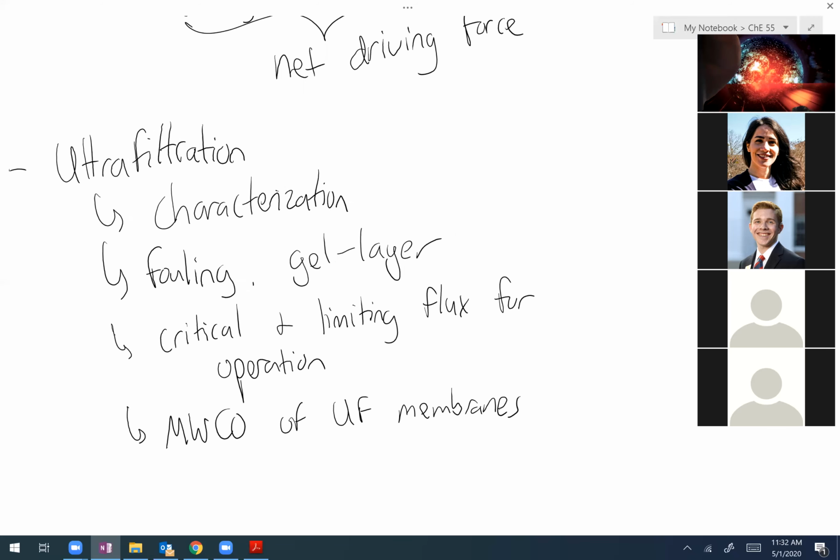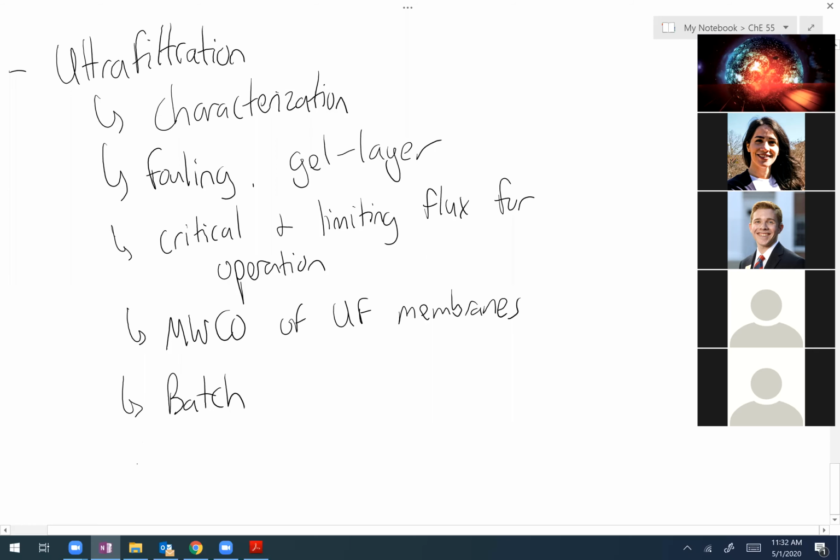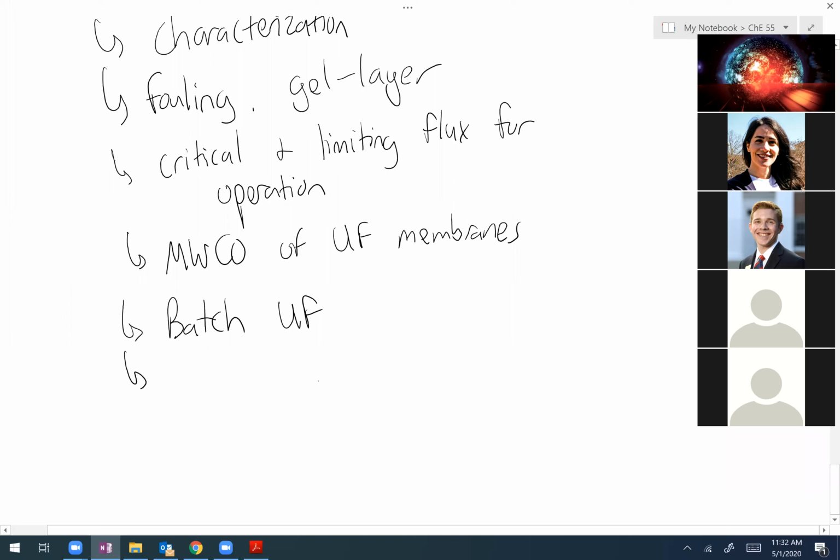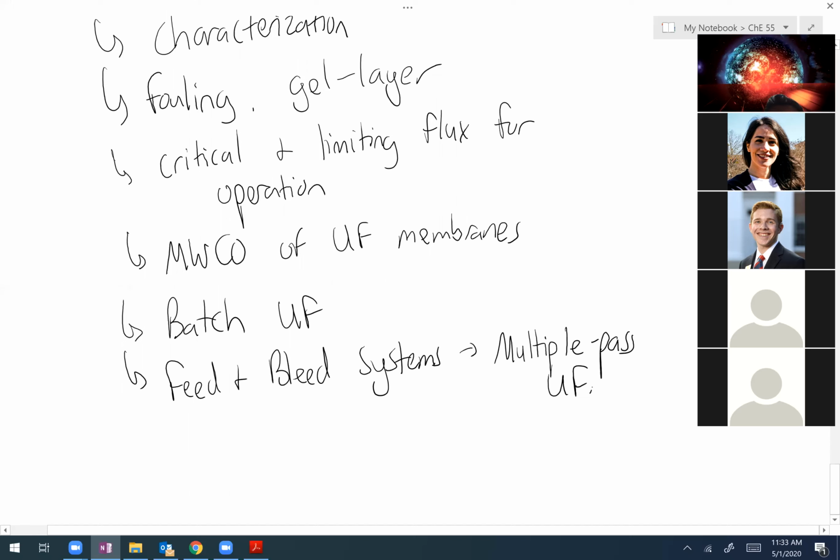And then we mainly looked at batch operations. And we talked a little bit about feed and bleed systems, which are really just multiple pass operations. All right, and a lot of times we're going to rely on some form of recirculation to make sure that those flow velocities are high to keep those fouling layers in check.